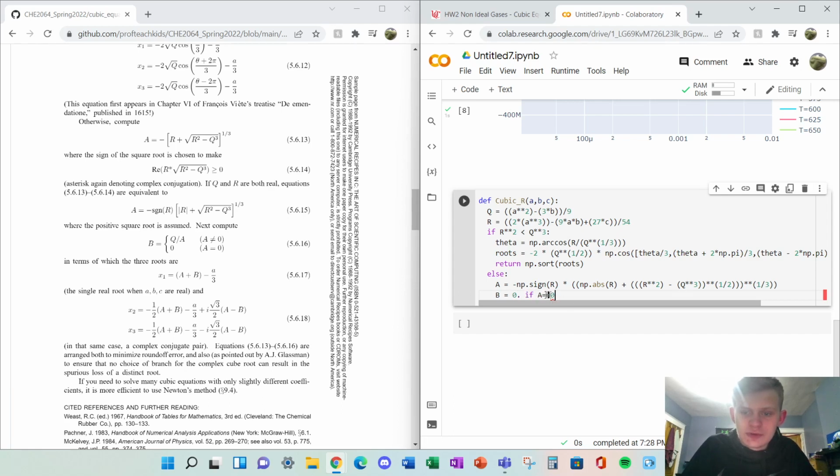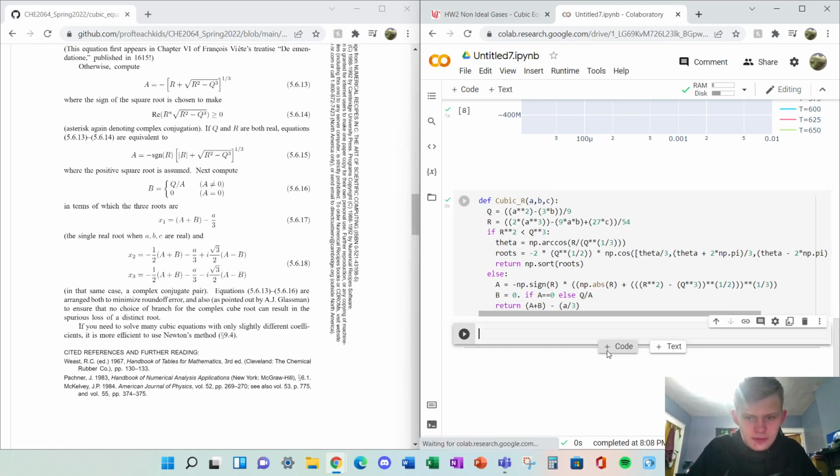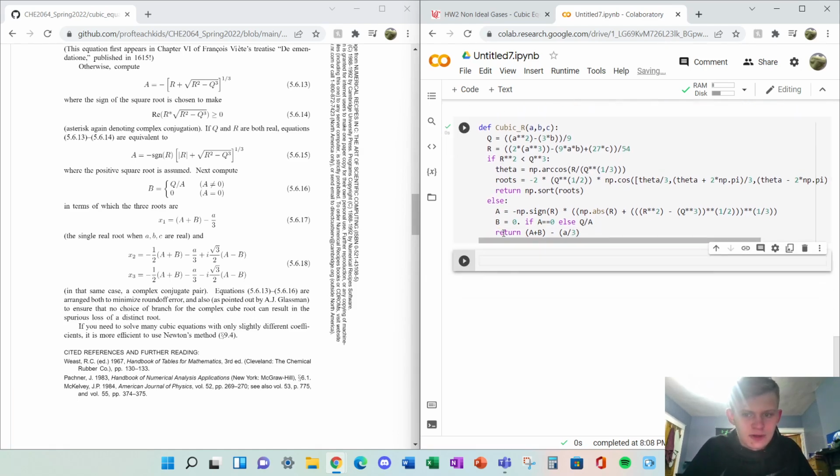So we're just going to use two equal signs here, and then say if a is equal to 0, then we'll use our else statement here, and then we're just going to use q divided. And then we can return our final value, which is going to be our a plus b, and that will be our a divided by 3, or negative a divided by 3. Okay, that should be running good.